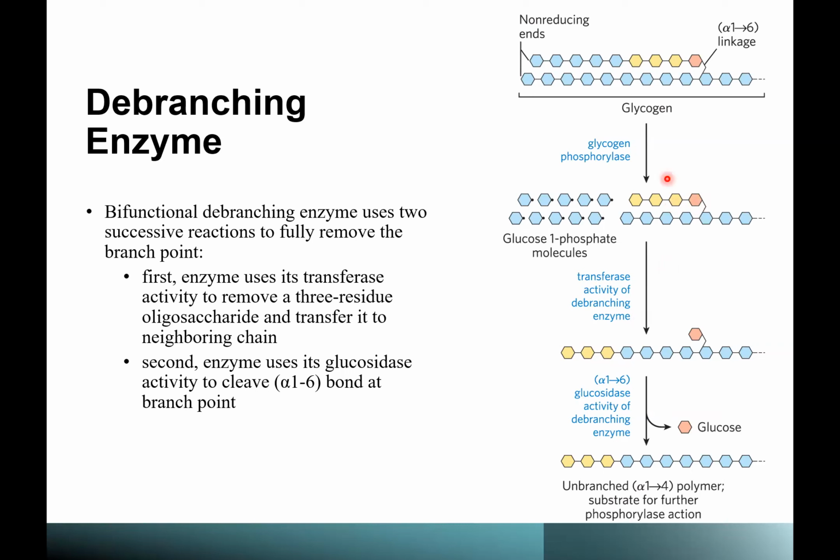And then we still have, after these three yellow glucose molecules have been moved to a neighboring chain, this one left, and then this bifunctional enzyme has a glucosidase activity to cleave this remaining glucose monomer, and we're done. The one where this has been transferred can subsequently be a place where this can all happen again. Okay.